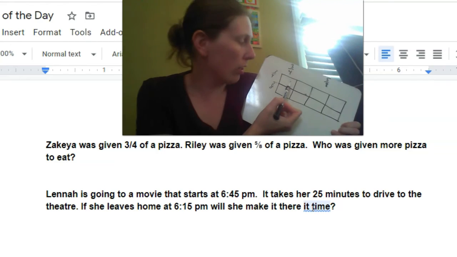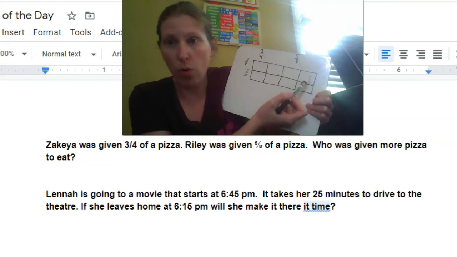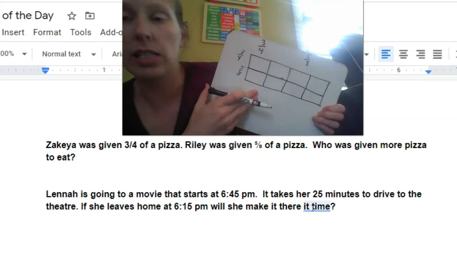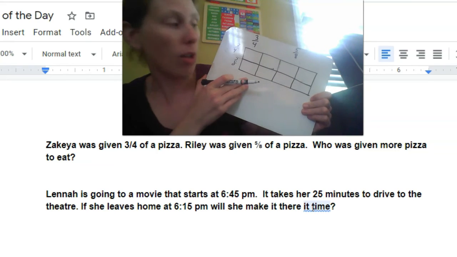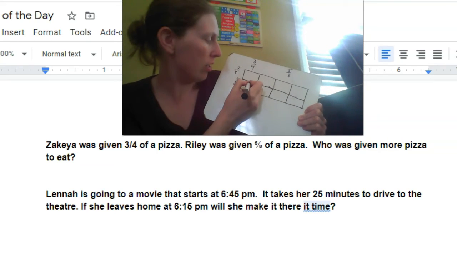Okay, now up here, I have 4ths already. 1, 2, 3, 4, that's done. But this one down here, this needs to be broken into 8 total pieces. So I'm going to go ahead and I'm going to halve each of these 4ths.